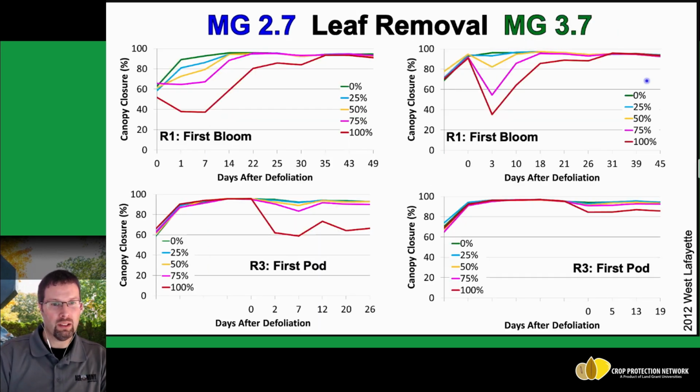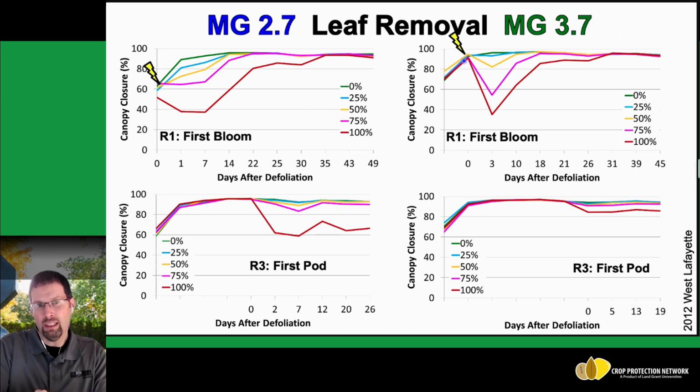The question we had was, is there any difference between a 2.7, a 3.7, or a short season here on the left side versus a full season variety on the right? And so you can, again, kind of see where lightning strikes, if you will, with that defoliation event. This recovery period that we're up here in this upper panel is one we just went through. Now let's follow it on the maturity group 3.7. A 3.7, we did it when it hit R1. So these were not done the same day. They were hit when the growth stage was appropriate.